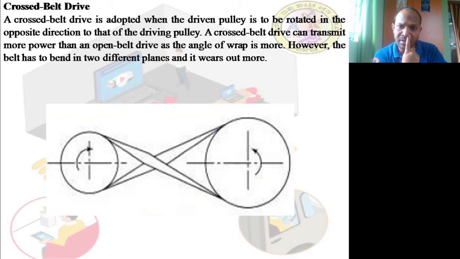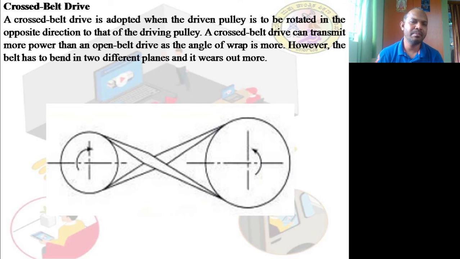And these cross belts are effective only when the distance between the two pulleys is less. Whereas in the open belt it can go up to 14 to 16 meters. This cross belt drive cannot go up to that distance. Now the slippage is more, so obviously the power loss will be more. However, the belt has to bend in two different planes and it wears out more. The life of that is what I just want to say.